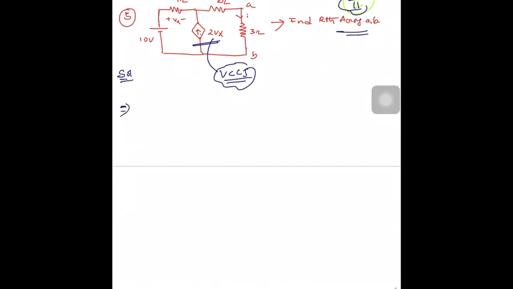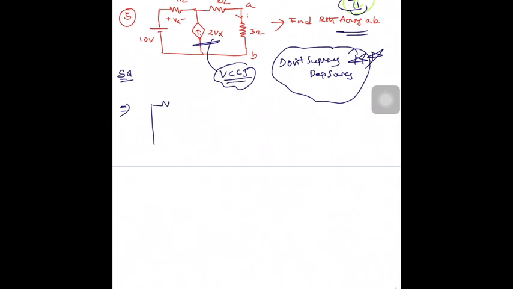So how to calculate RTH? What I said, step 2, suppress sources. Do not suppress dependent sources. This is a very important concept. You can't suppress dependent sources because the dependent source depends upon the voltage across an element, right? So the voltage source is short circuited. There is 2 Vx. Vx is across the 1 ohm. And there is a 2 ohm. And across terminal A and B, it is open circuited.